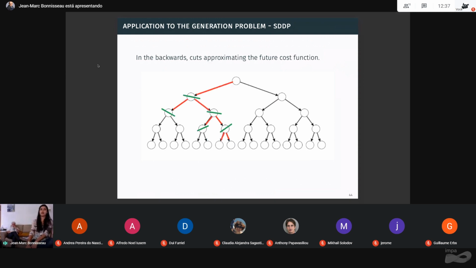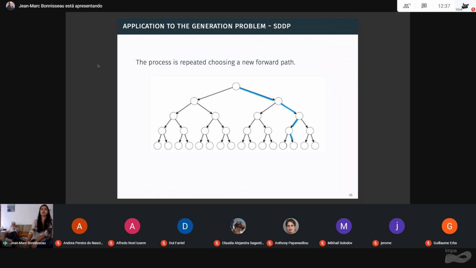After, we have the backward path. In the backward path, we make linear cuts that are under-approximations of the future cost function. To make these cuts, we use the Lagrange multipliers. Or we can join these cuts to approximate the future cost function of the whole tree.